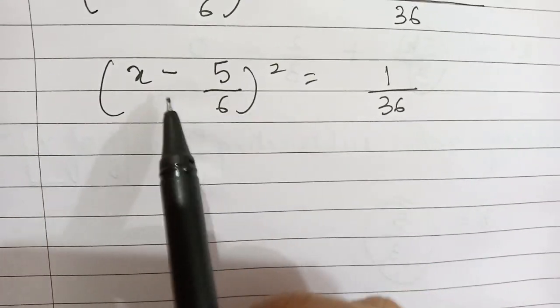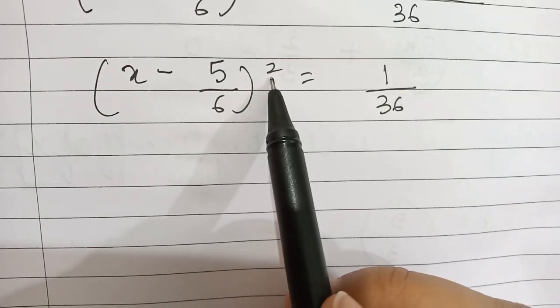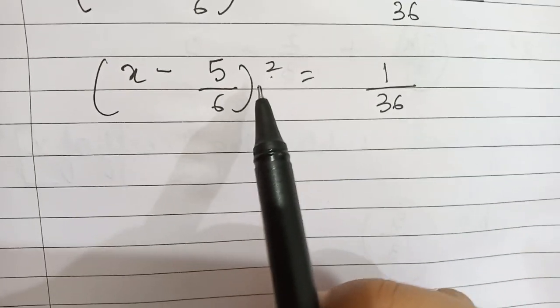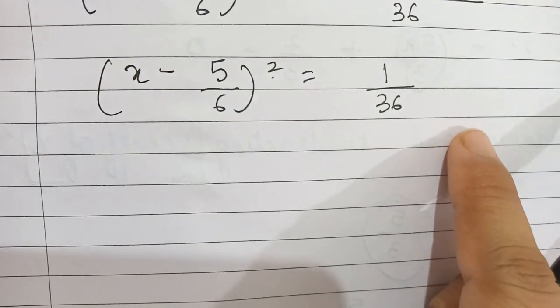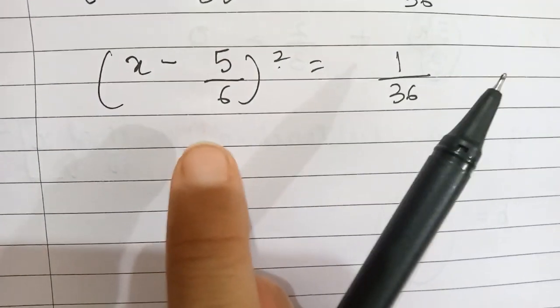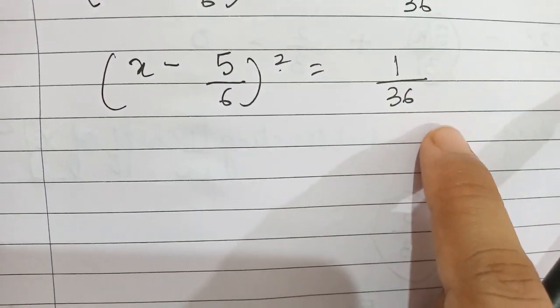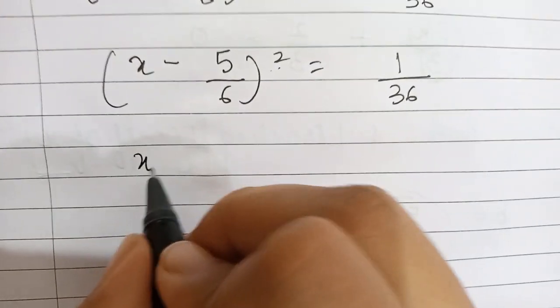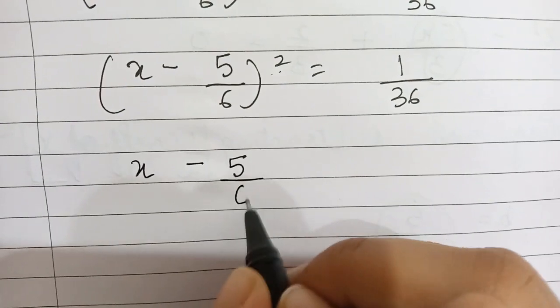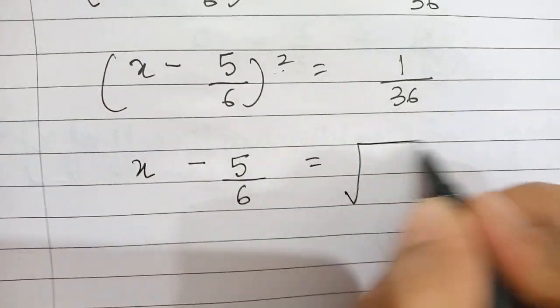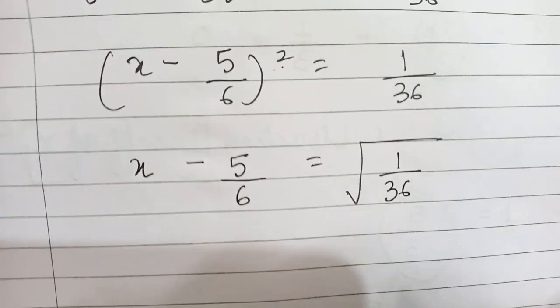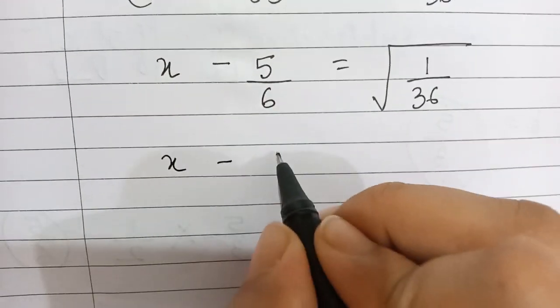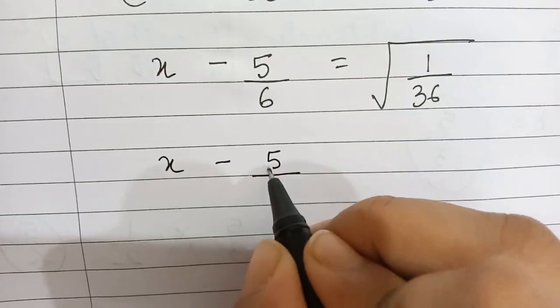Now see, over here this term is a square. If you transpose a square from LHS to RHS, listen again, if you transpose a square from LHS to RHS, this square becomes the square root over here. So x − 5/6 is equal to the square root of 1/36. So x − 5/6.